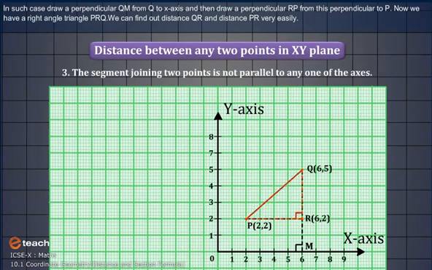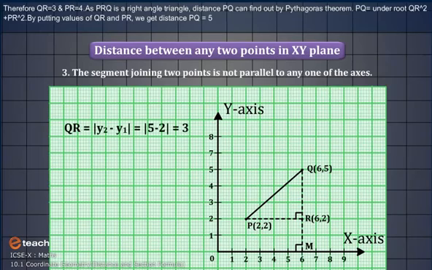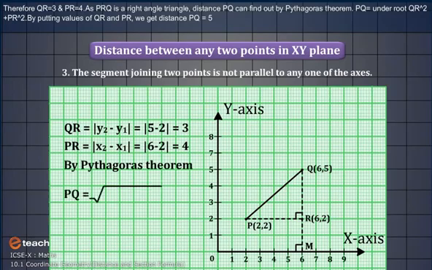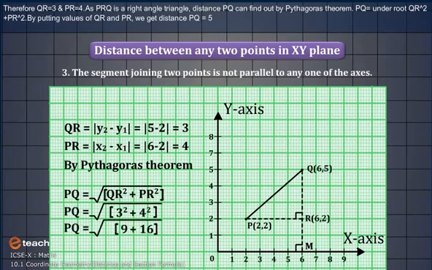Now we have a right-angled triangle PRQ. Now we can find out the distance QR and distance PR very easily. Therefore, QR is equal to 3 and PR is equal to 4. As PRQ is a right-angled triangle, distance PQ can be found out by Pythagoras theorem. PQ is equal to under root QR square plus PR square. By putting the values of QR and PR, we get the distance PQ is equal to 5.